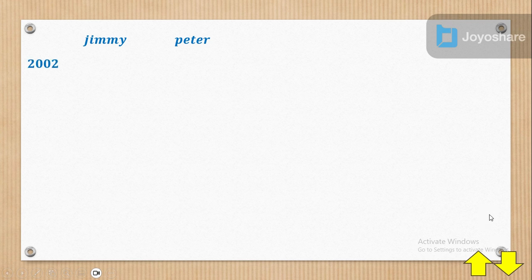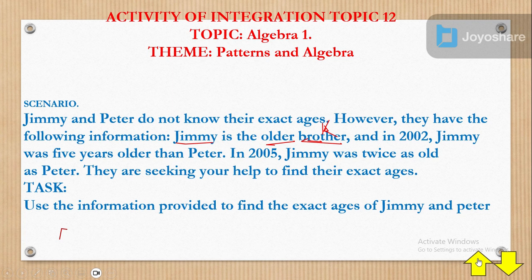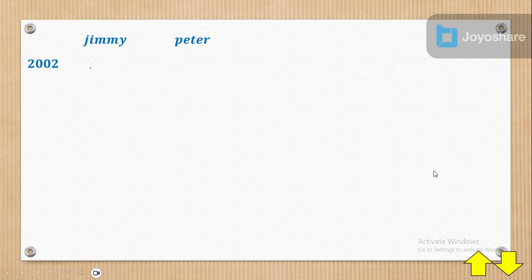So now in 2002, what should we see in 2002? In 2002, Jimmy was 5 years older than Peter. But remember, we have said that Peter will be X. So in that older than, it means that as Peter is X, Jimmy will be X plus 5, which is 5 years older than Peter. So Peter is X, so there will be X plus 5. Let's go there and see. So Jimmy will be X plus 5, and Peter will be X, as simple as that.